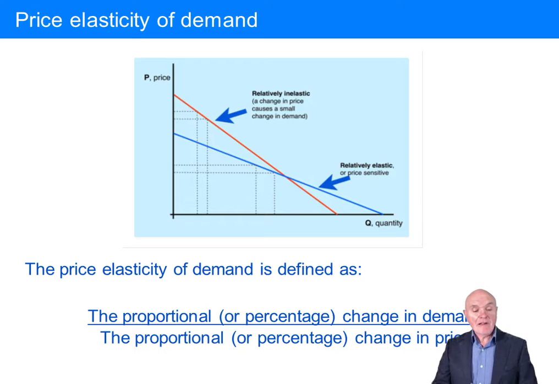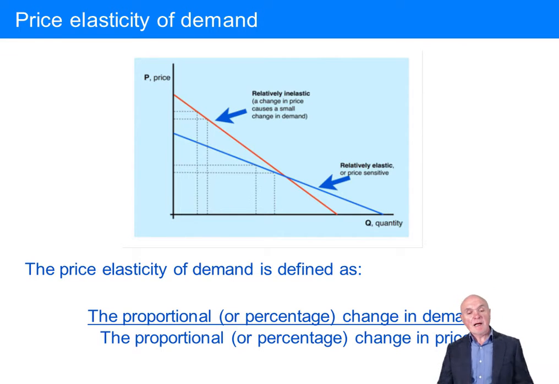The strict calculation for this is the proportional or percentage change in demand divided by the proportional or percentage change in price. It's not done in absolute terms. It is not the change in demand over the change in price. It is a proportional change in demand over the proportional change in price.